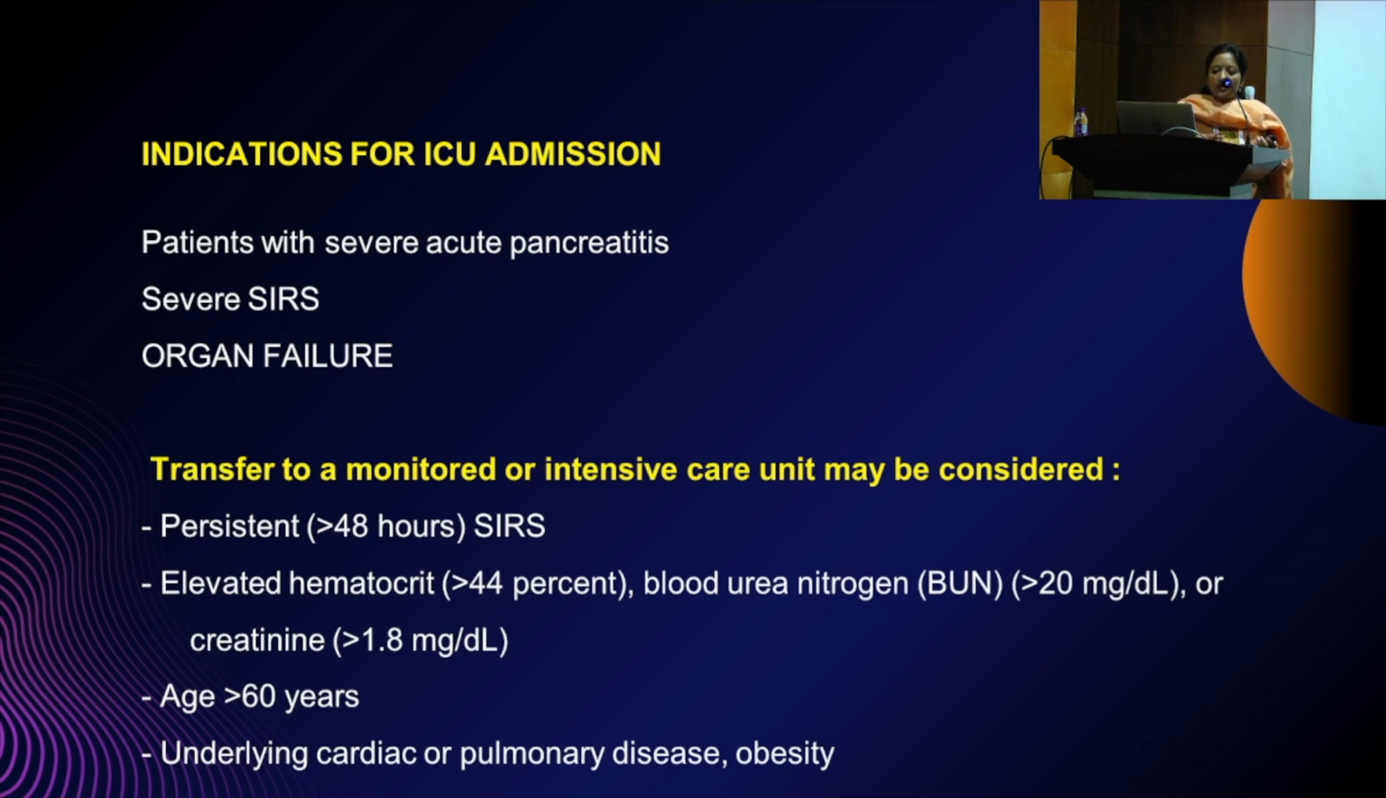Any patient who falls into the moderately severe category, that has persistent organ failure or severe SIRS for more than 48 hours, or subtle markers like elevated hematocrit, raised BUN, or AKI, or aged more than 60 years, or having severe comorbidities, these are the patients who we need to watch for, who may need ICU admission. So identifying who will need ICU is also very important.